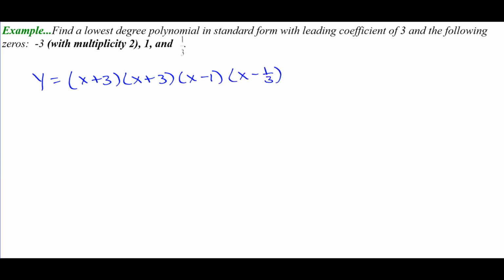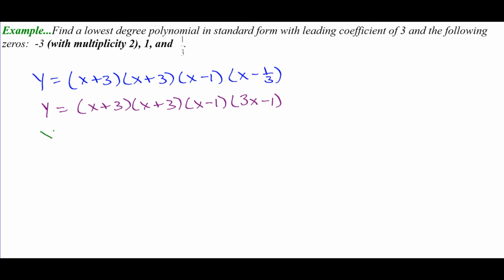The fraction is going to make things a little bit difficult, so we can manipulate that to make it easier for us as we multiply this out. So I'm going to leave the x plus 3 and the x plus 3 and the x minus 1. Then I'm just going to change this factor a little bit. I'm going to move the 3 in front of the x and make this 3x minus 1. Both of these terms here, if we set them equal to 0 and solve, are going to give us a 0 of 1/3, so we can use either one of them.